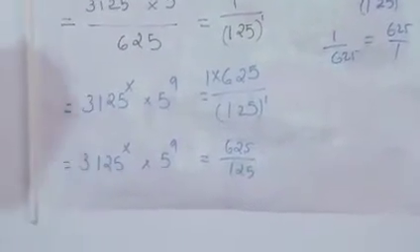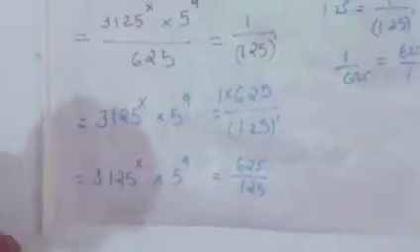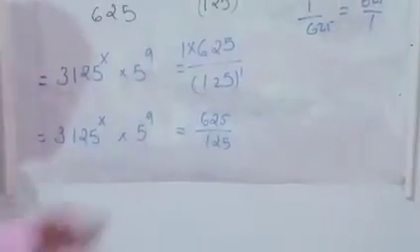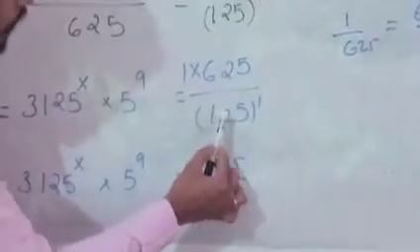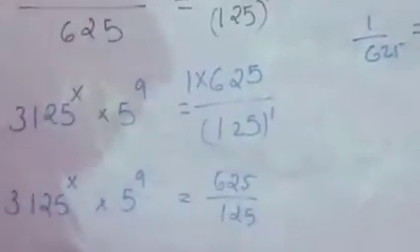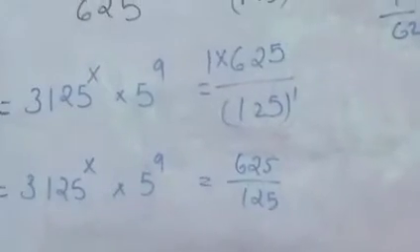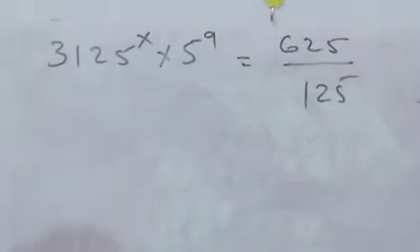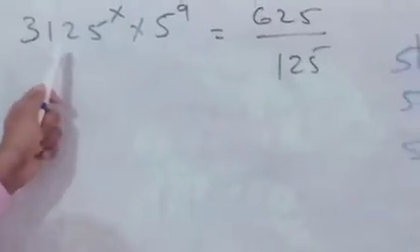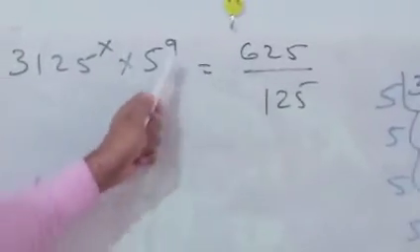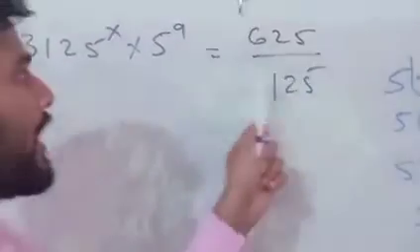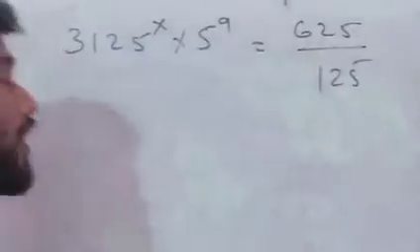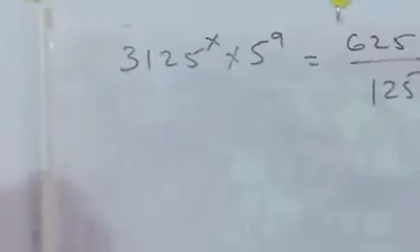Now the next step. What is the next step? 125 raised to the power x into 5 raised to the power 9, 1 into 625, 125 whole raised to the power 1, 125, that one I am writing like that. Understood? Now what is the next step? We already got 3125 raised to the power x into 5 raised to the power 9, which is equal to 625 divided by 125.